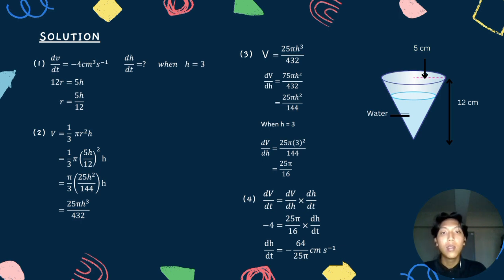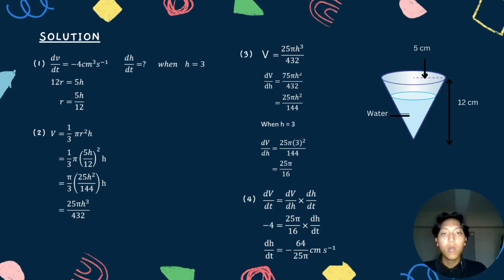And then for the third step, we will differentiate the volume. The 25 will be multiplied by 3 and 3 will minus 1. Therefore, we will get 25 pi h squared over 144. And then we enter the value of h, which is 3. And then we get 25 pi over 16.